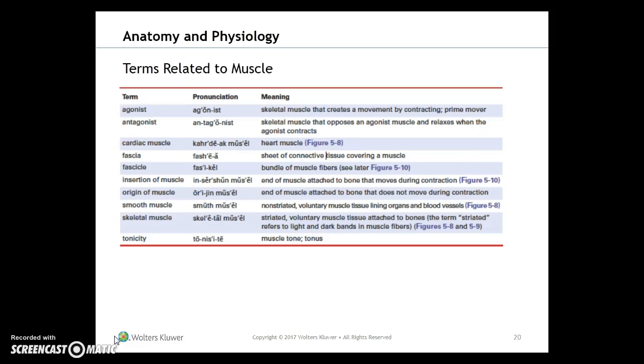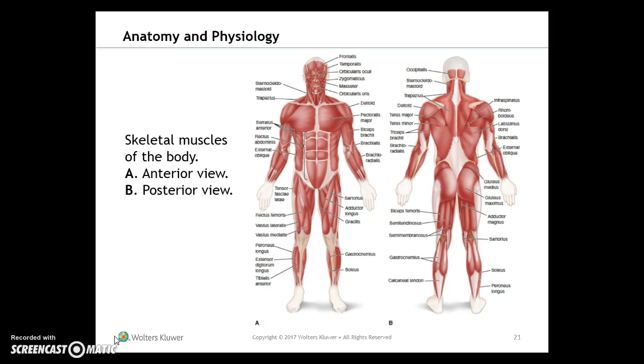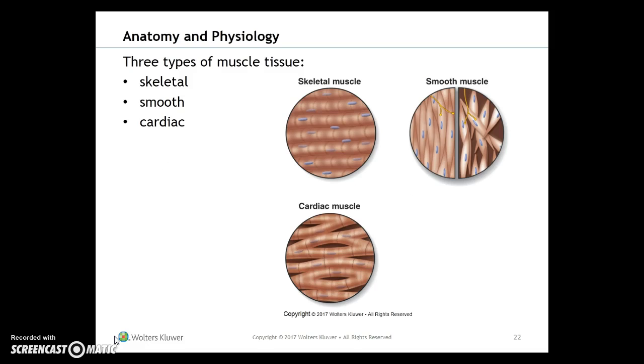Again, practice the terms related to the muscle, the pronunciation, and review their meaning. Here is a diagram of the skeletal muscles of the body. You can see both the anterior view and the posterior view, and you can see there's a tremendous amount of information in this chapter. The 3 types of muscle tissues here. You can see the skeletal muscle, the smooth muscle, and the cardiac muscle here.